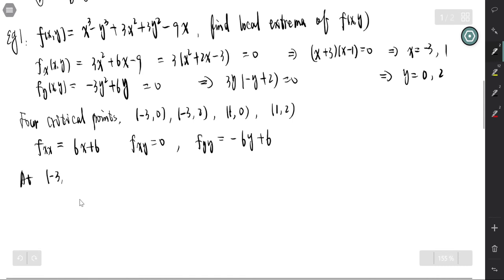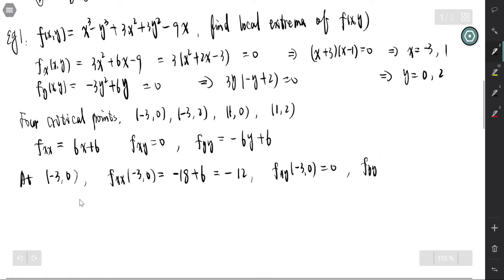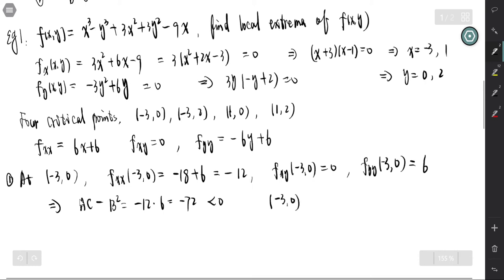At negative 3, 0, that is x equals negative 3, y equals 0, f_xx is negative 18 plus 6 equals negative 12. f_xy is always 0. f_yy at negative 3, 0 is 6. So AC minus B squared is negative 12 times 6, that's less than 0. So negative 3, 0 is a saddle point.